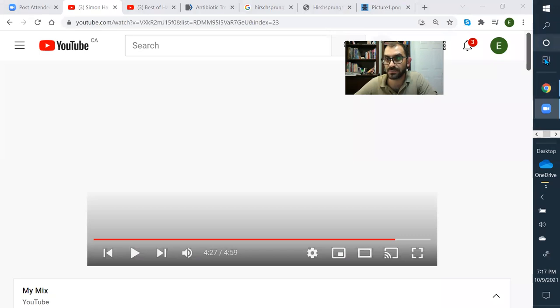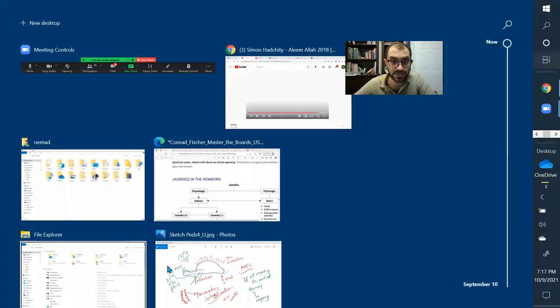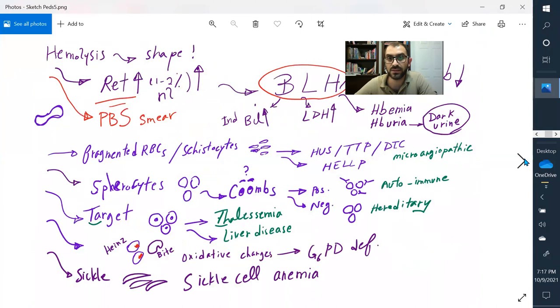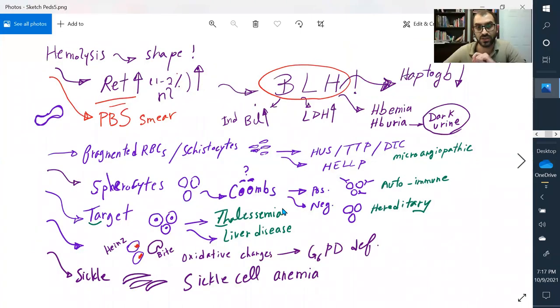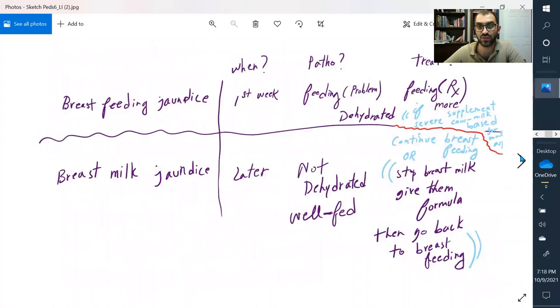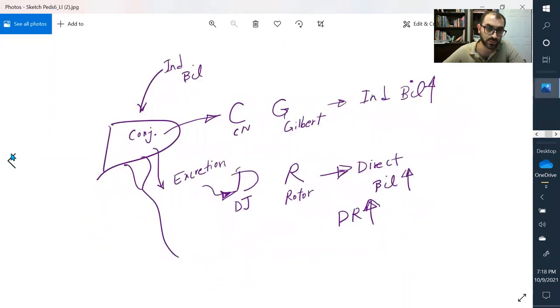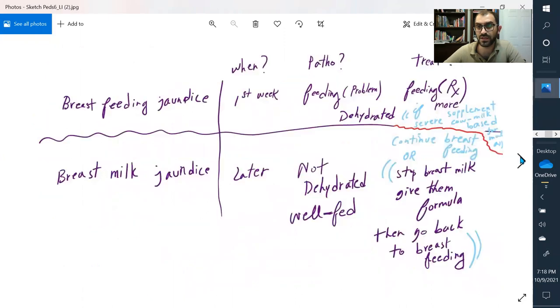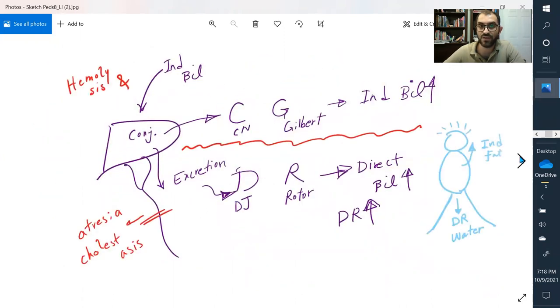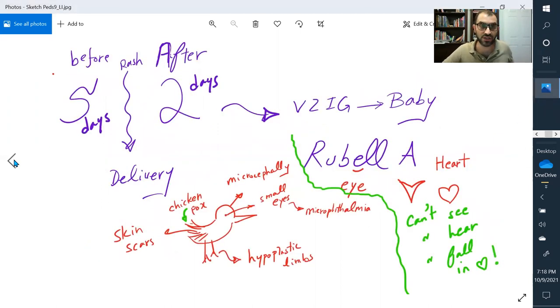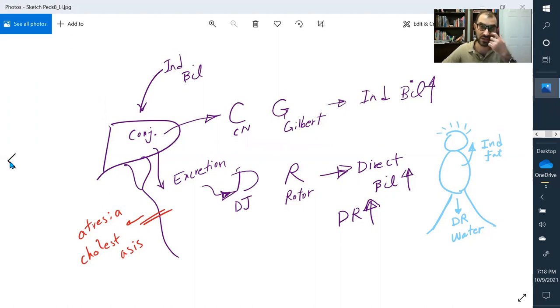Guys, talking about jaundice. We have to know a little bit of physiology and a little bit of hematology that we discussed last week, right? So we have two types of bilirubin, direct and indirect. Direct or conjugated, and indirect or unconjugated.